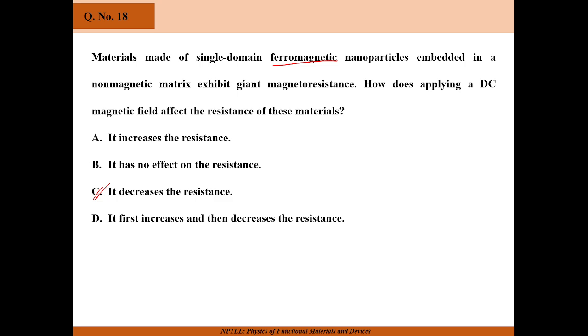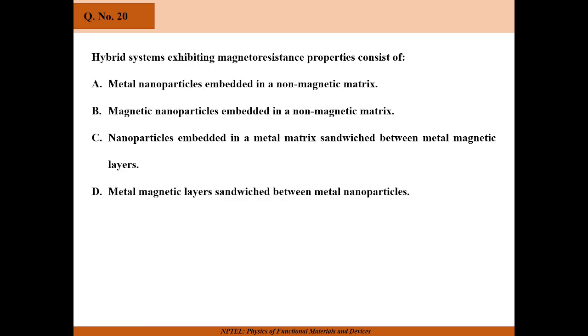The correct answer is option C. Hybrid systems exhibiting magnetoresistant properties consist of: metal nanoparticles embedded in a non-magnetic matrix, magnetic nanoparticles embedded in a non-magnetic matrix, nanoparticles embedded in a metal matrix sandwiched between magnetic metal layers, or magnetic metal layers sandwiched between metal nanoparticles. Which one do you think is the correct answer for a hybrid system?